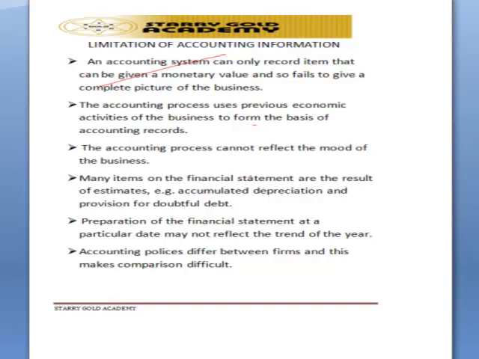Secondly, the accounting process uses previous economic activities of the business to form the basis of accounting records. It is historical in nature. So accounting information is historical in nature. Recording is after the event must have taken place. So historical information is what they are based on.